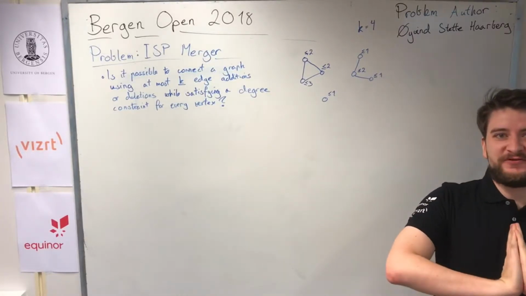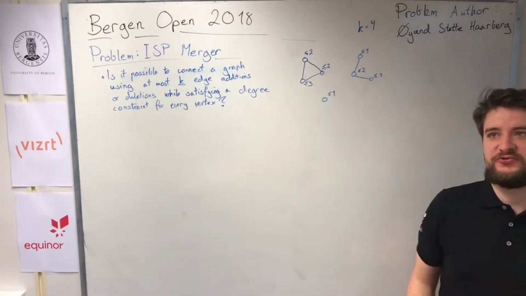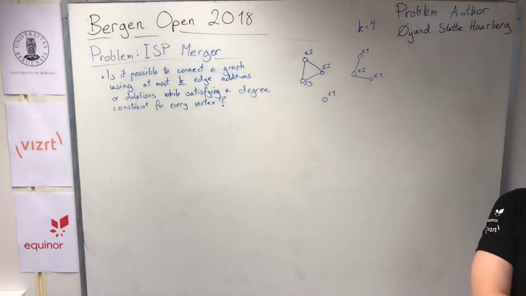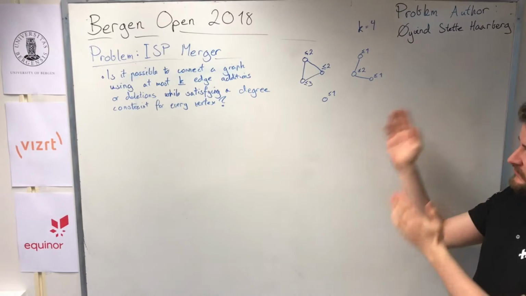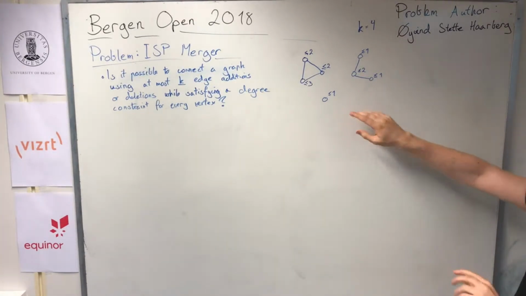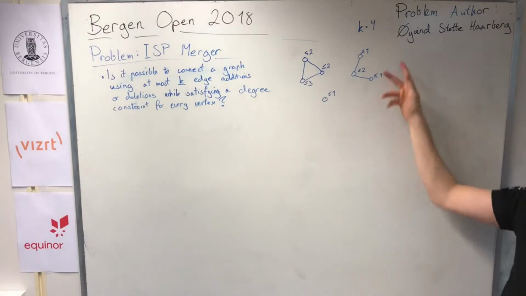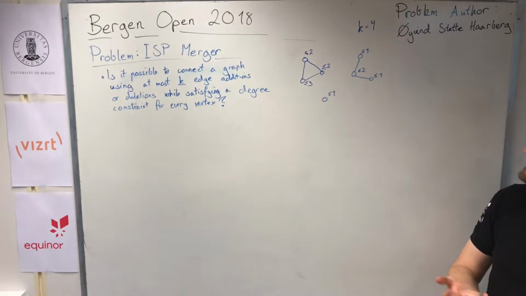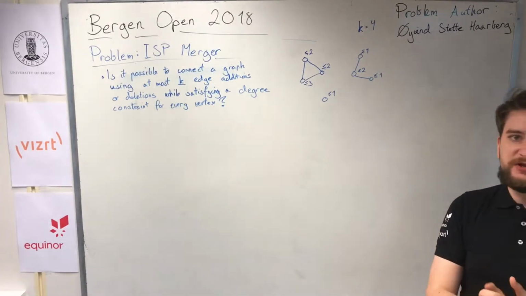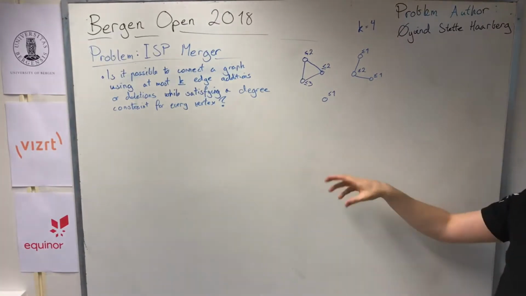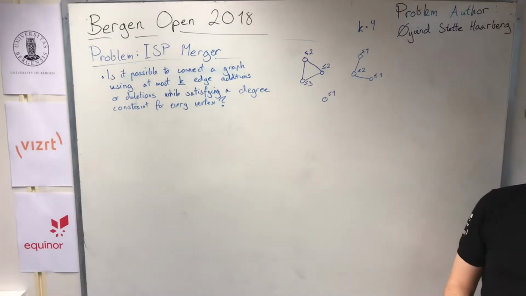My name is Bergen, and I will be presenting the solution to the problem ISP Merger in BGOpen 2018. So the problem is, we're given a graph, we're given some degree constraint, which limits the maximum degree each vertex can have, and we're given a budget, K, for how many edge additions or deletions we can do. And we want to answer yes if we can connect the entire graph satisfying the degree constraint, or no if it's impossible.